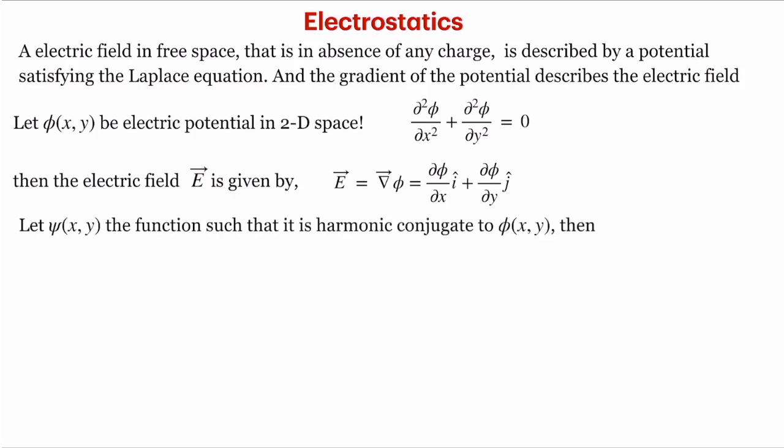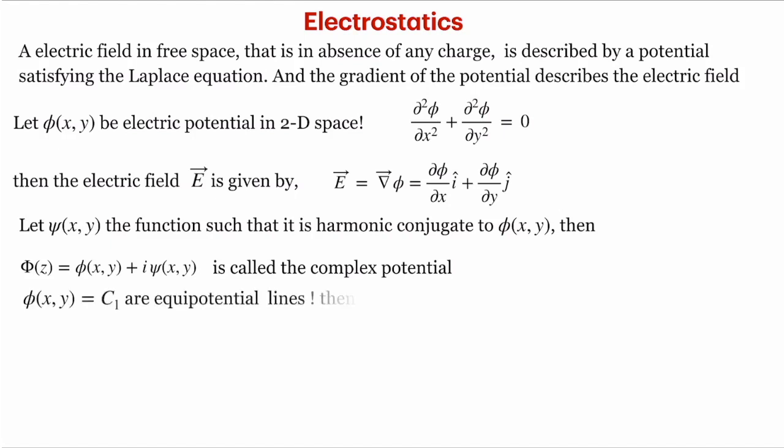You can construct a harmonic conjugate for the potential phi of x,y that we call psi of x,y, and together they form a complex function which is analytic, which we call the complex potential. Given any physical potential which satisfies the Laplace equation, you construct a harmonic conjugate and then you construct the complex potential. Phi of x,y is an equipotential surface. In this case, they represent the curves of constant potential.